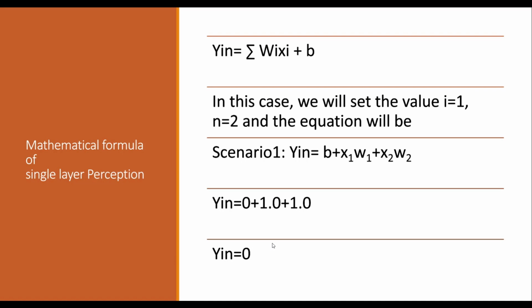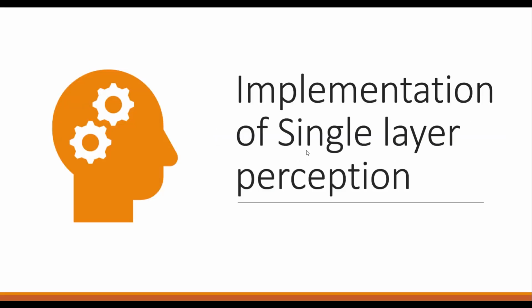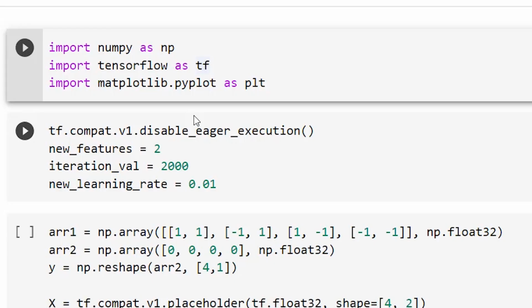Similarly, for the second y_in value you will take x1 equal to the second input value and x2 equal to the second input value, and assign the values in the linear equation. Now we will discuss the implementation of the single layer Perceptron. In this example we will show you the Perceptron as a simple linear classifier.